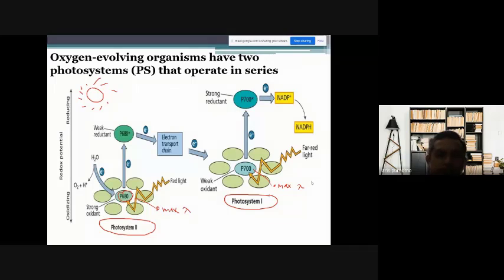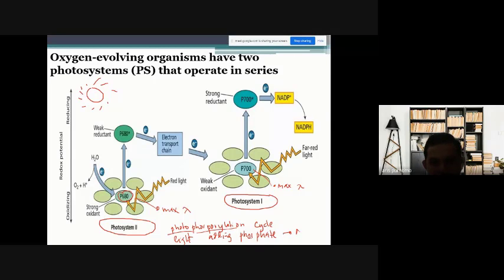Now I'll begin by explaining the photophosphorylation cycle. Photo means light, and phosphorylation means adding phosphate to a substance. What substance? It can be NADP+.